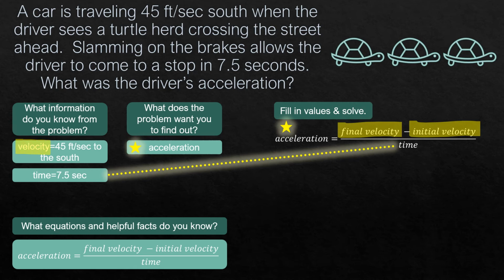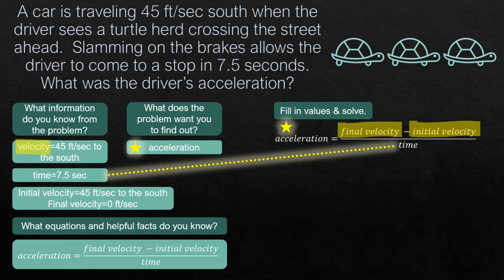We need to read the problem a little more carefully. So we're just going to go back and add to it. What we realize is if we're coming to a stop, that means our final velocity is 0, and the 45 feet per second must be our initial velocity. So now that we have that, we can plug everything into our equation.